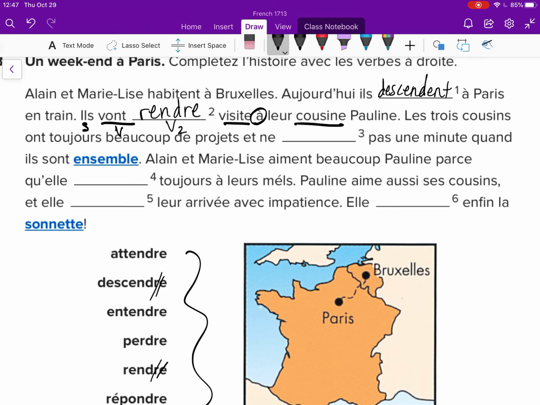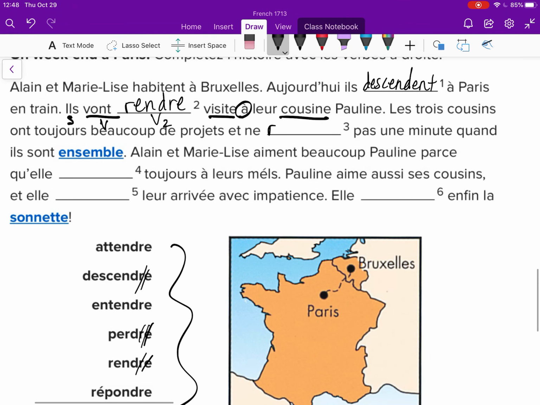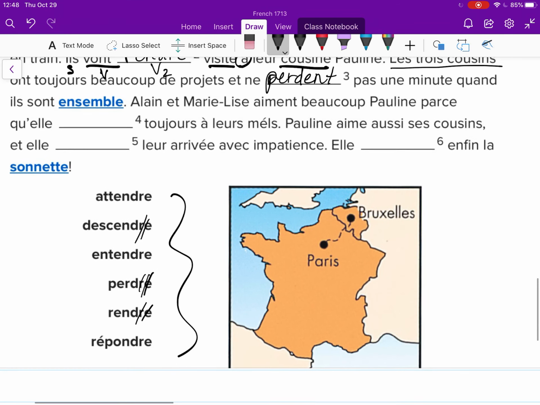Les 3 cousins ont toujours beaucoup de projets et ils ne blank pas une minute quand ils sont ensemble. All right, what makes sense here? They don't wait for a minute when they're together. They don't hear a minute when they're together. They don't lose or waste a minute, or they don't respond a minute. Probably to lose or to waste. So take off ER. My subject is les 3 cousins, which is like il plural. So therefore, perdent pas une minute.